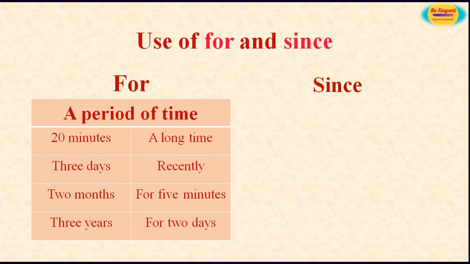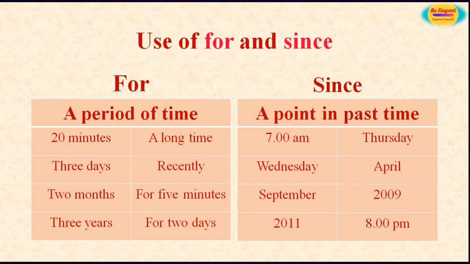The word since is used before the time in the sentence if the exact starting time of action is known. Example: 7 a.m., Wednesday, September 2011, Thursday, April 2009, 8 p.m. and so on.